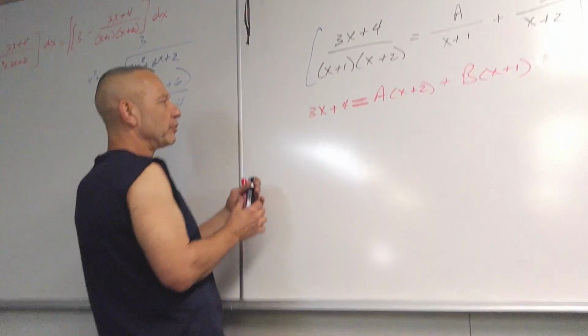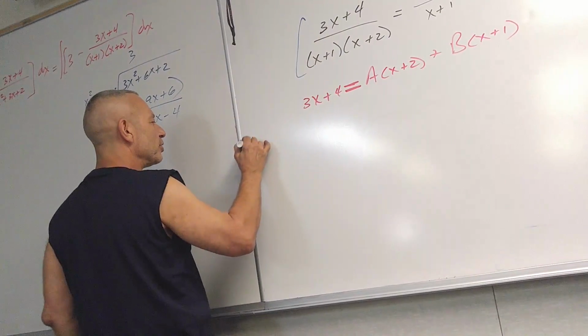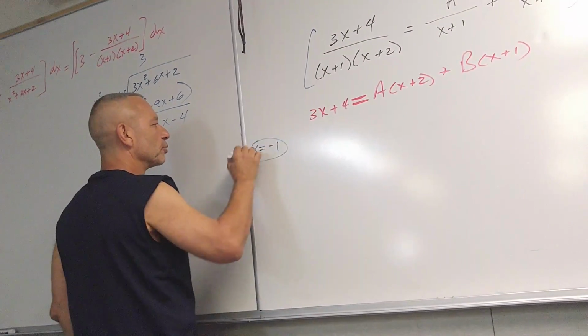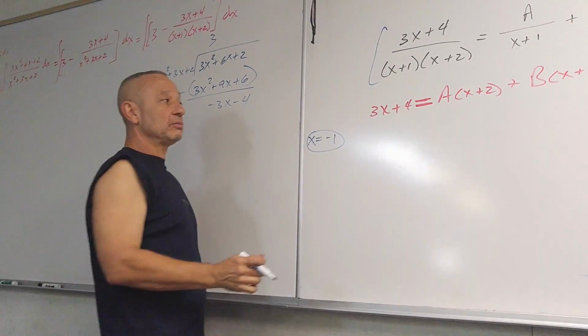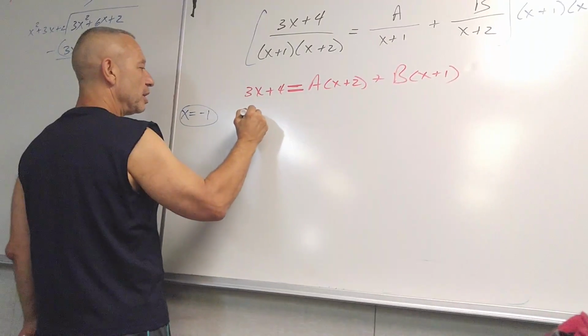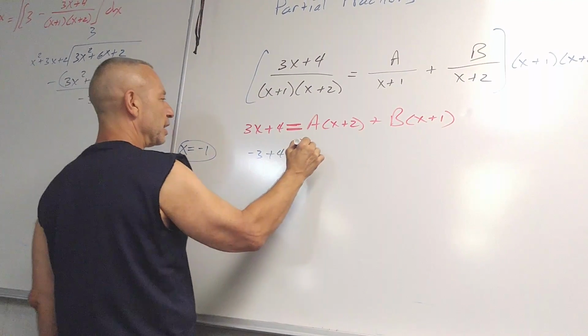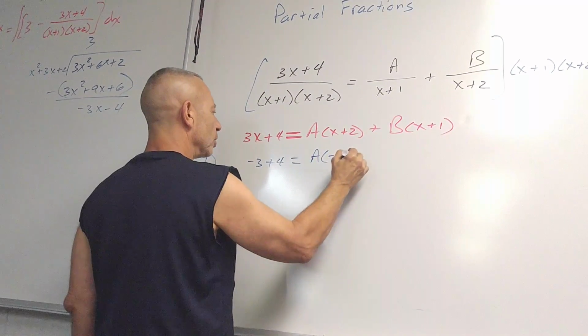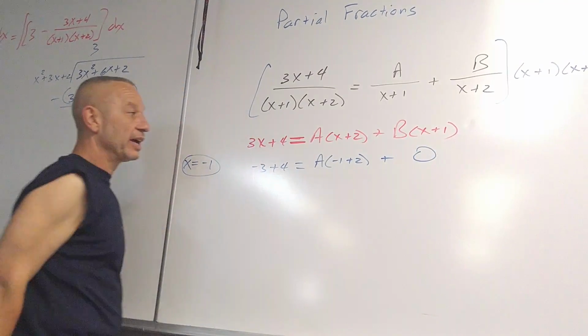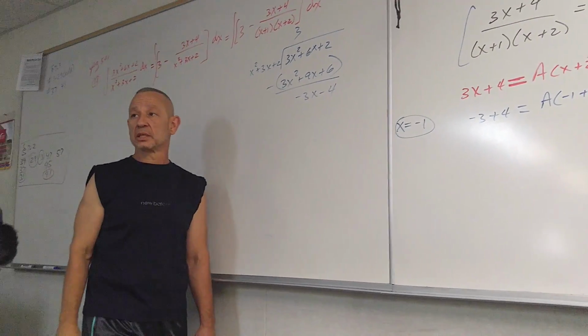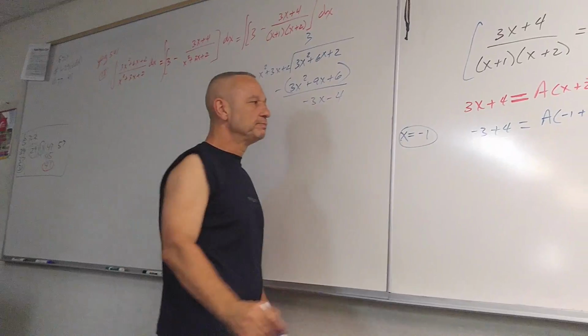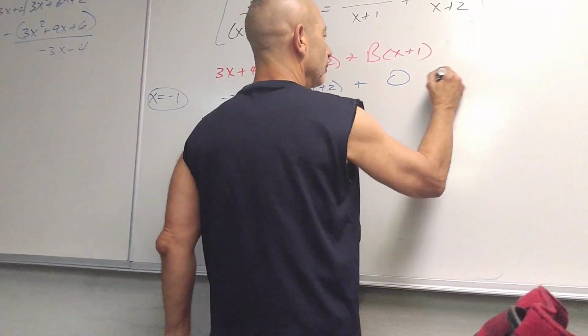So I'm going to pick x equal minus 1. Why in the world would I choose x equal minus 1? Well, here I get negative 3 plus 4. On the right-hand side, I get A times (minus 1 plus 2), and notice that B term is gone. Now I know what A is. A is 1.